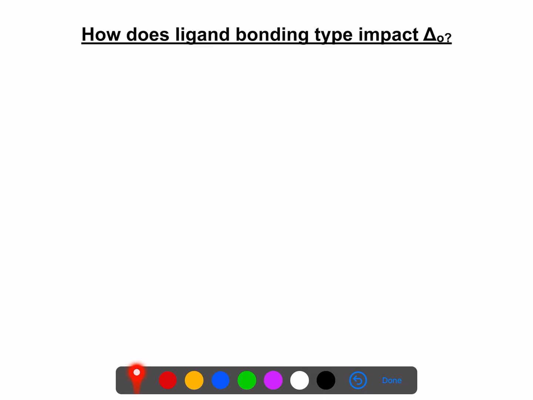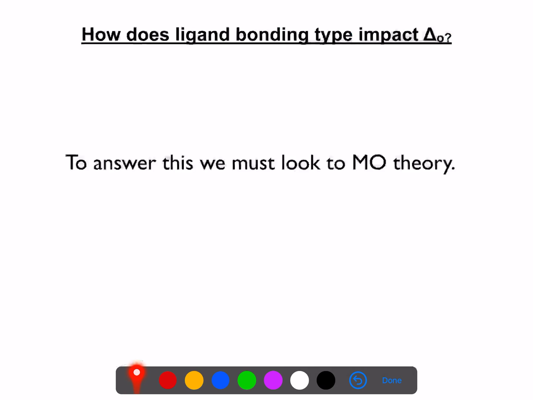Now, how do these ligands impact delta octahedral? We still haven't answered the question of why. Why does a pi accepting ligand have a large delta octahedral? Why does a pi donor ligand have a small delta octahedral? To answer that, we have to look further into molecular orbital theory and look at the MO diagrams to see how the orbitals move. For that, we'll go to another lecture, so stay tuned and we can answer that question.